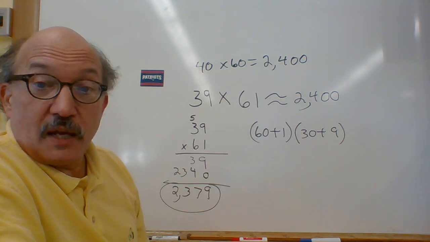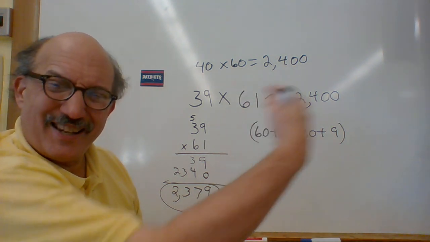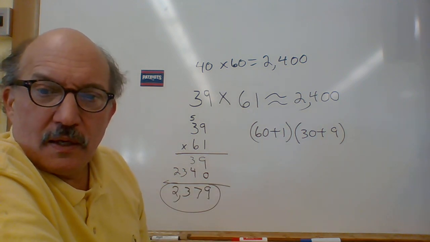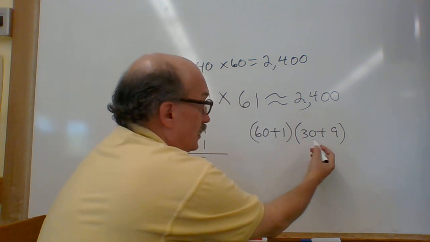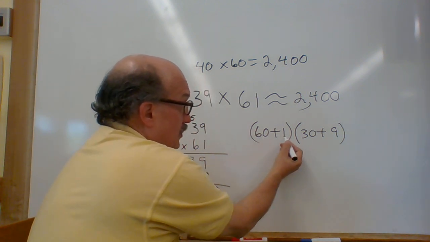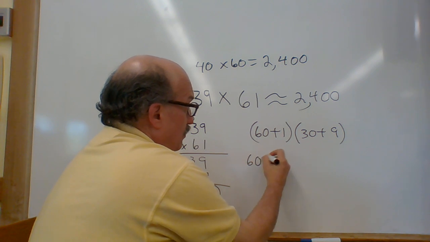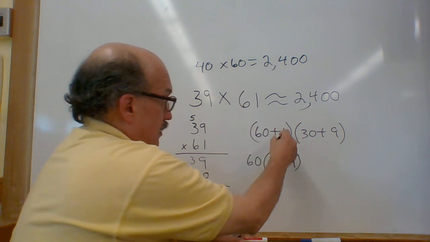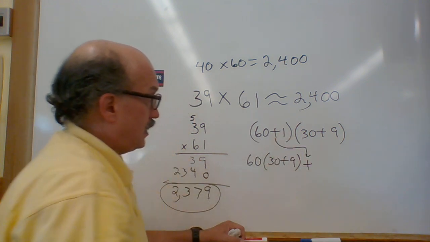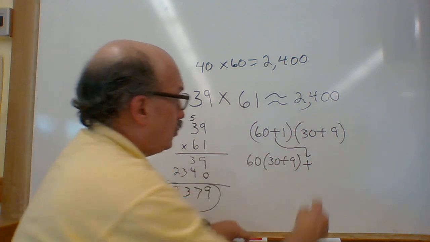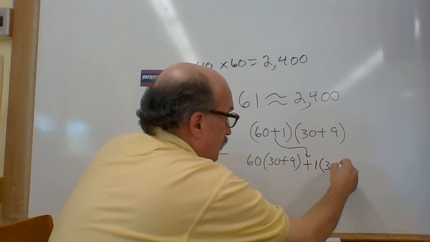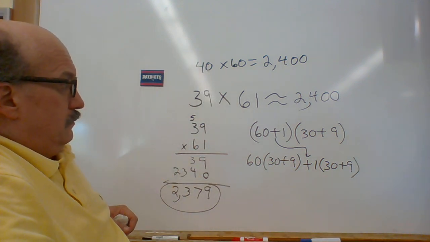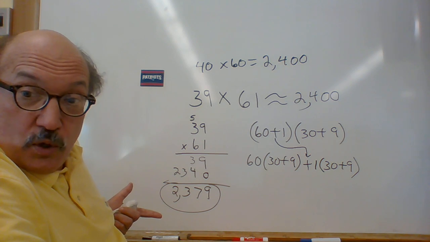Well, just like before, we're going to take that second parentheses, because it follows a tradition that we get to in Algebra 1. Take that second parentheses and distribute it. This is like the A, this is the B, this is the C, this is the A. So we're going to distribute that 30 plus 9 to the 60. And then this plus sign comes down, and we distribute the 30 plus 9 to the 1. So 1 times 30 plus 9, like that.